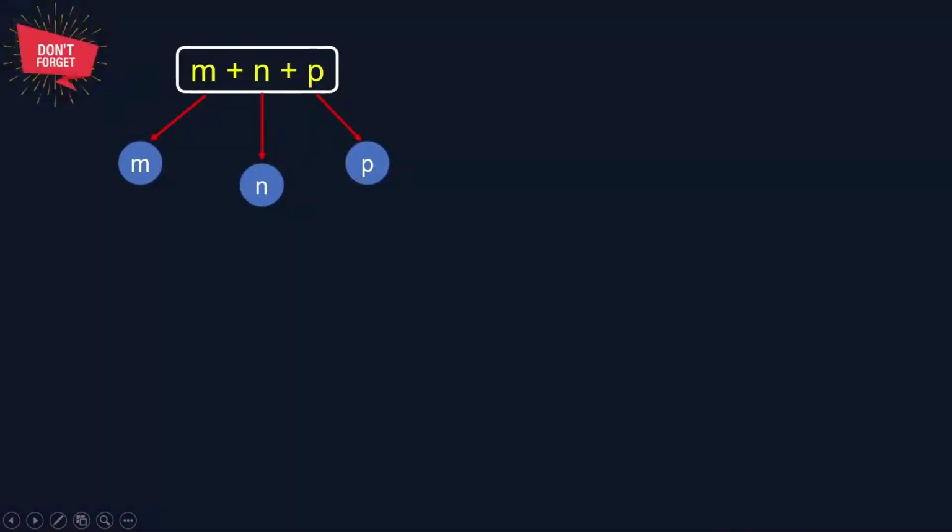Okay, so let me just summarize what we have done. Suppose there are M, N and P balls available, or M plus N plus P objects are available, out of which I have to form groups of M objects, N objects and P objects. So the total number of ways of forming those groups, if I write the answer directly, will be (M plus N plus P) factorial divided by factorial M, factorial N and factorial P. That's it.